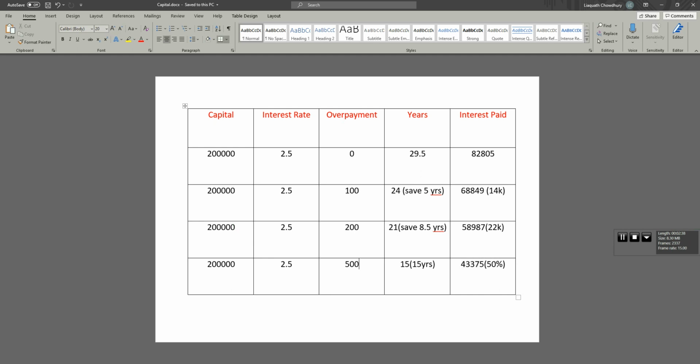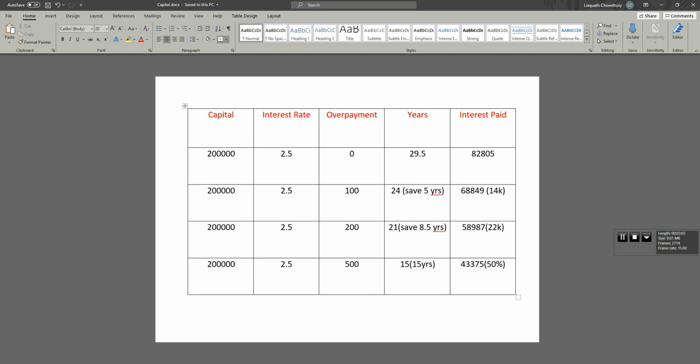Now, so far so good. We have seen this kind of calculation, and we can see that it makes a huge difference. But now let's go back to some of the complexity in it. So what is the complexity? Depending on which country you are from and which bank you are working with, different lenders have different policies with the mortgage.